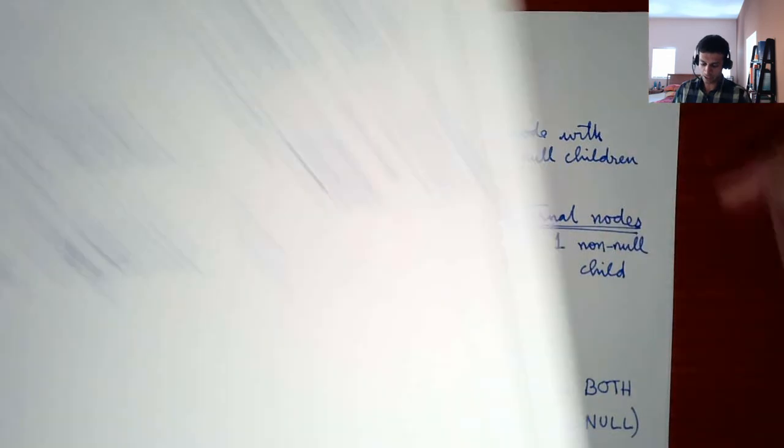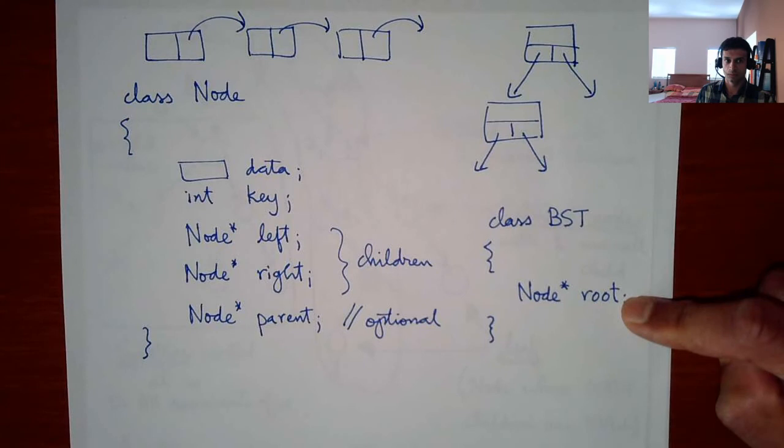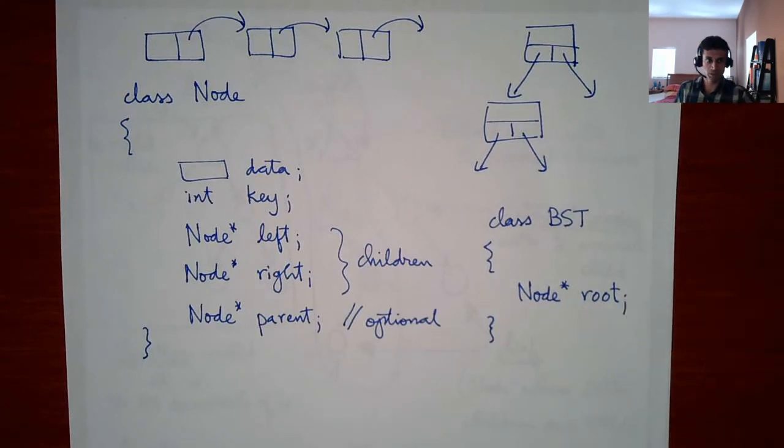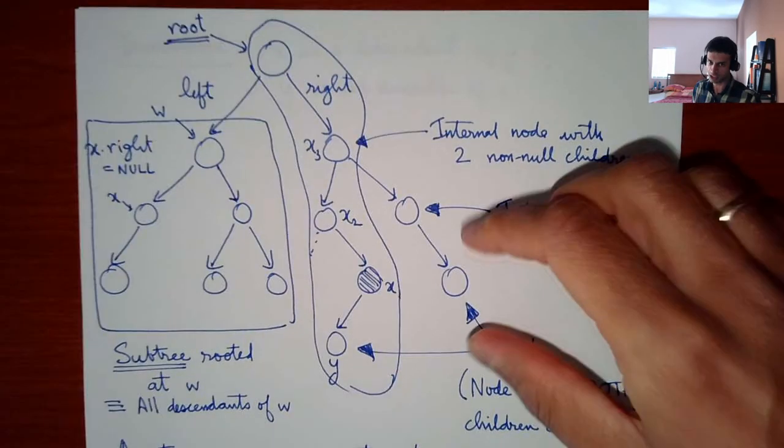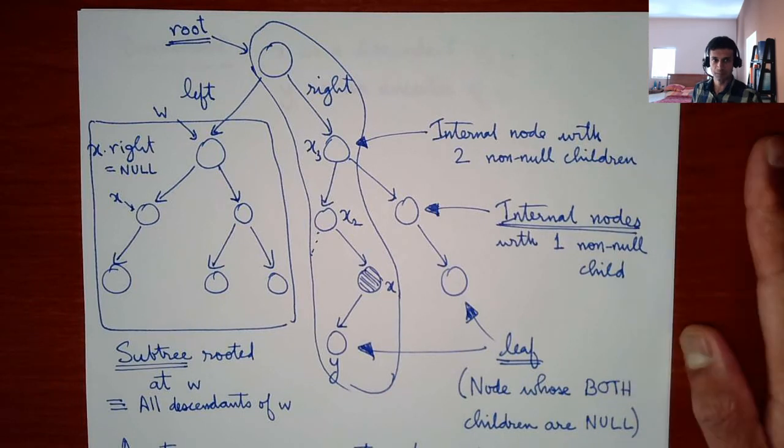The BST class, the tree, just has a pointer to the root. Just like a linked list is just a pointer to the head. Yes, exactly. So I'm going to get to that. In a BST, the keys are organized in a particular way. Right now, what I described to you over here is just a normal tree. This is a binary tree.